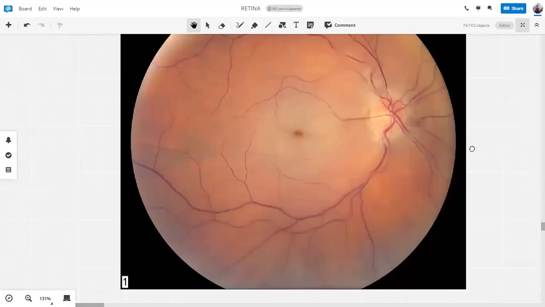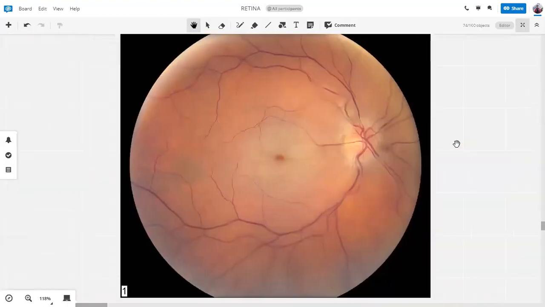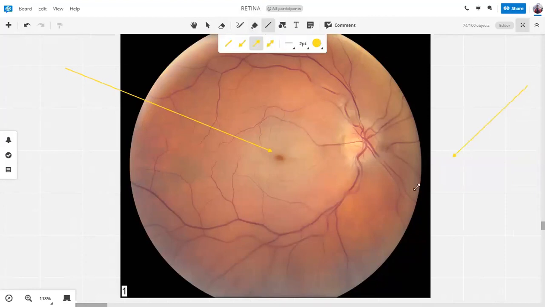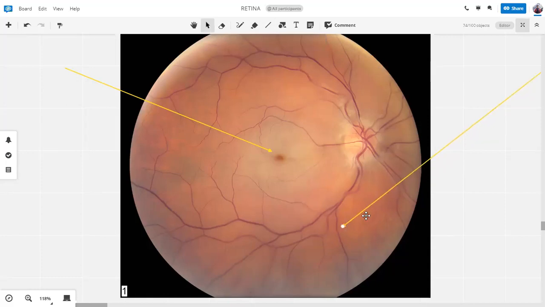When we talk about the posterior segment, the fundus, this is what we see when we examine it. There's a cherry red spot in the center. What else? The whole retina is pale. Diffuse paleness of the retina.